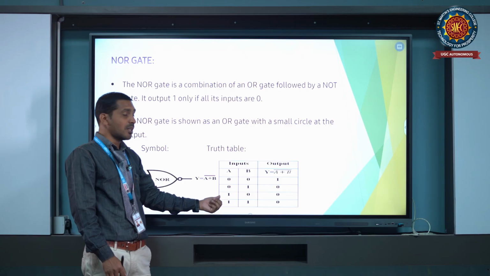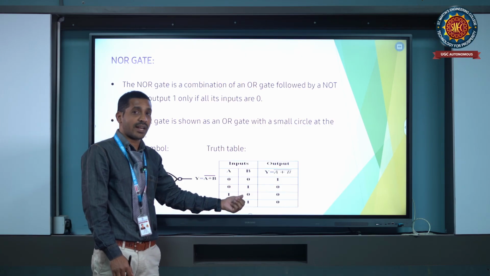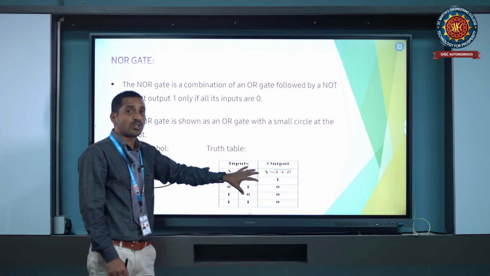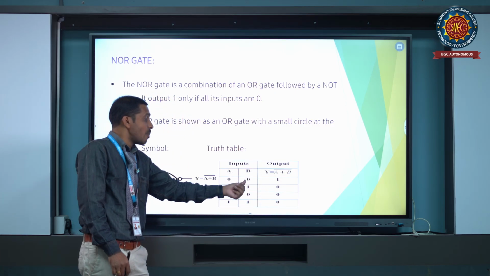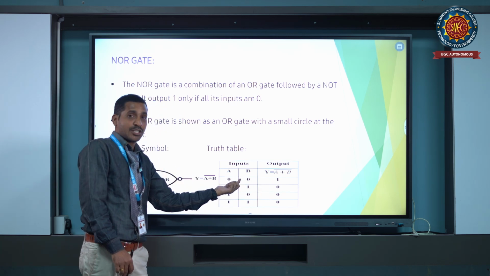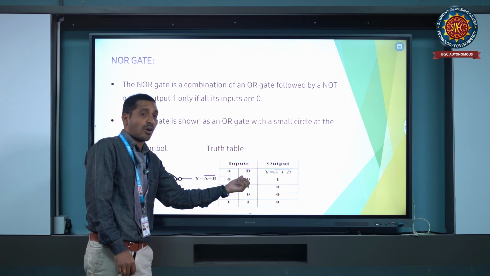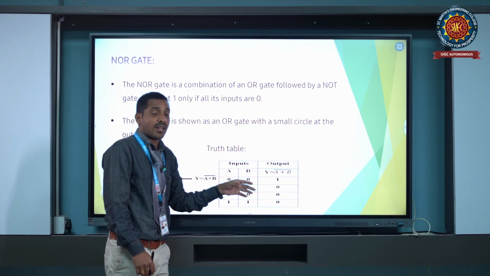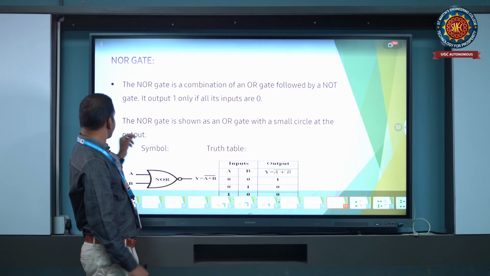Next, we take both inputs as 1 1. It will produce the output 0. Observe the truth table of the NOR gate: the output will be 1 only when the two inputs are 0. Output is 1 when the two inputs are 0.